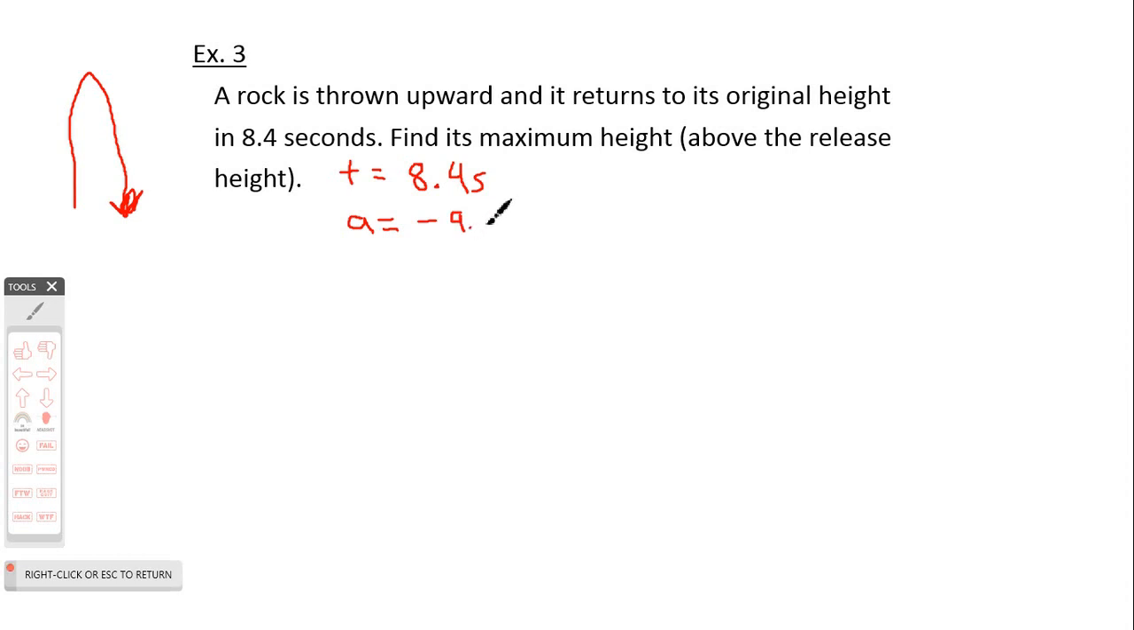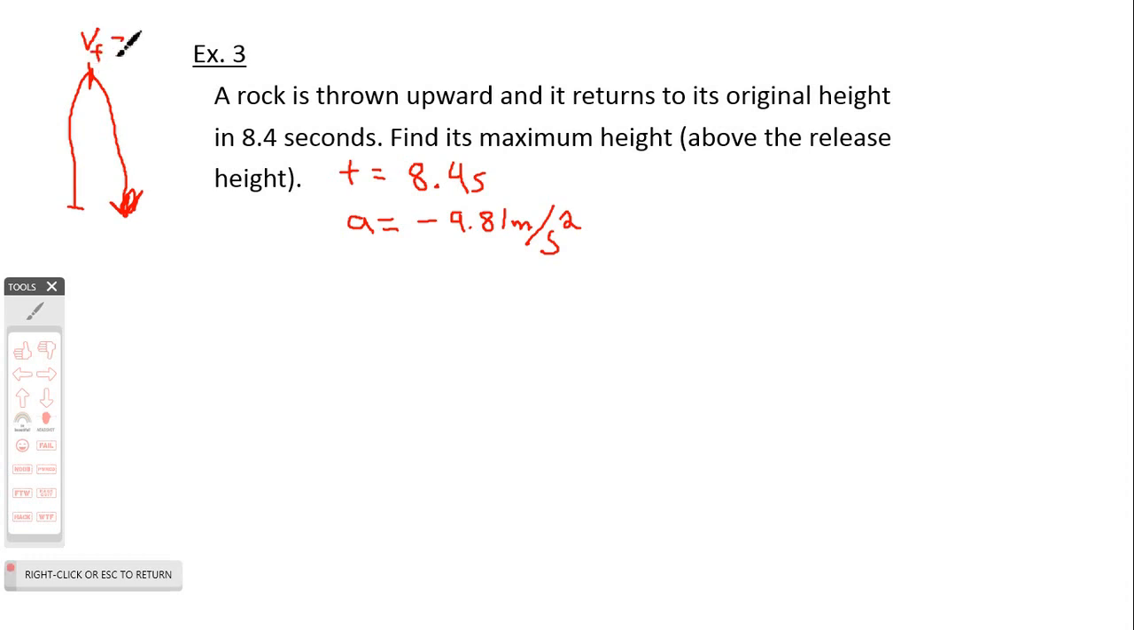All right, moving on. A rock is thrown upwards and it returns to its original height in 8.4 seconds. So if we think about this, the motion is going to look something like this. Whatever height we threw it from, it returns to that in a time of 8.4 seconds. So I have time, which is 8.4 seconds.